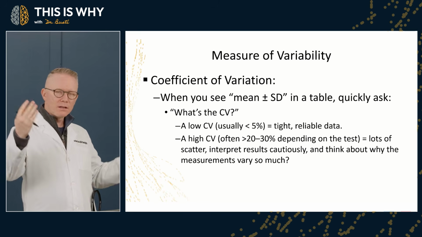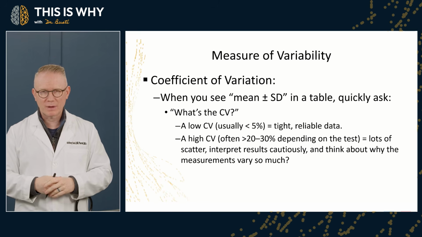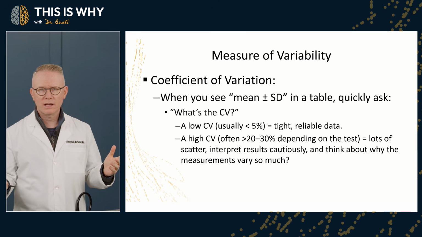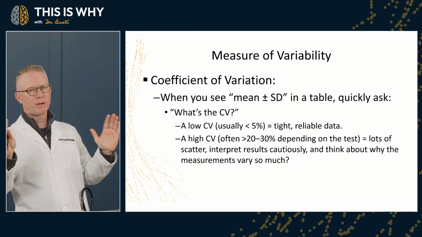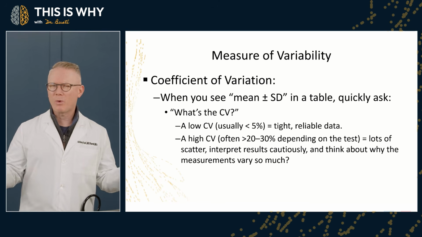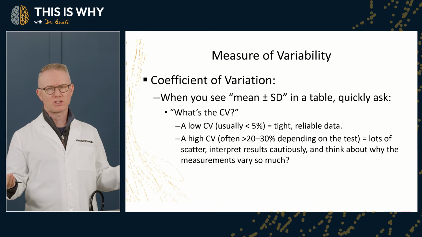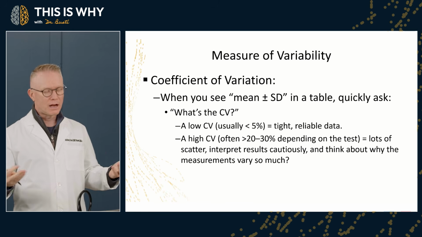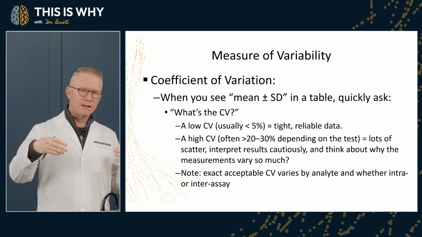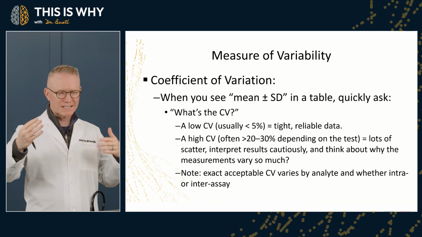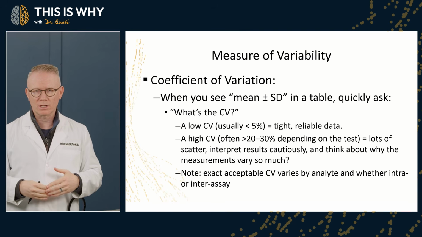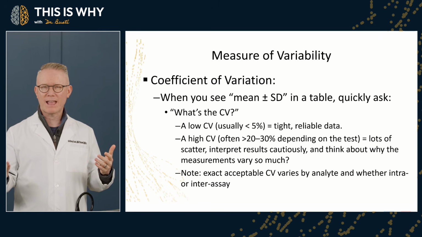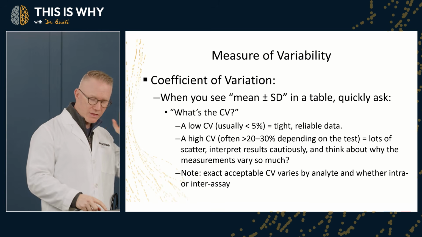High, again, some people will say 20 to 30%, depending on the test. That means there's a lot of scattering going on. You need to reinterpret those results a little bit more cautiously. Think about why those measurements are varying so much. Now note that what we are okay with for coefficients of variation differs by the analyte itself and the inter-assays that are done.